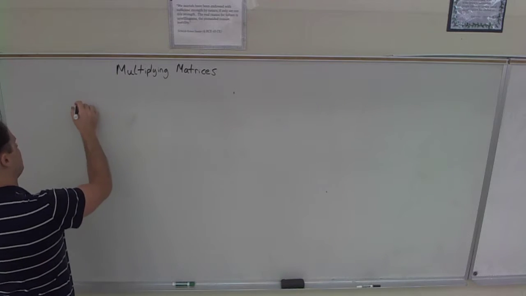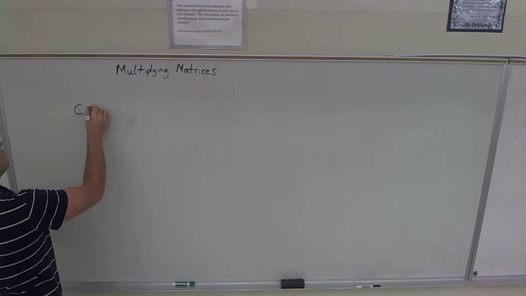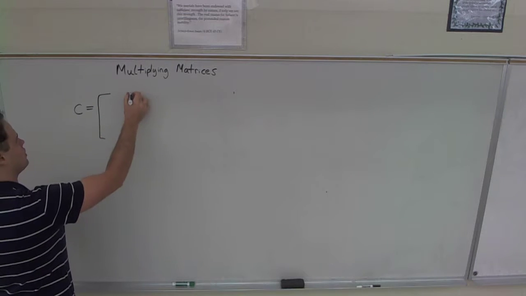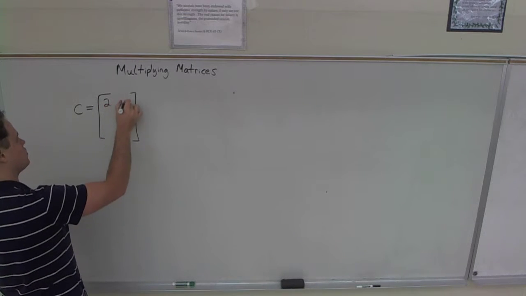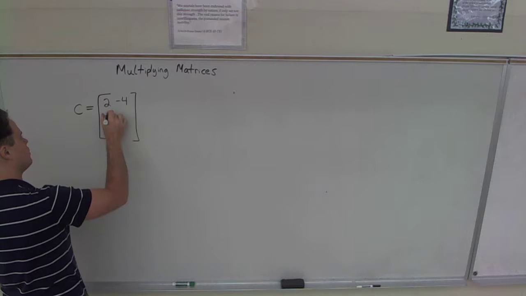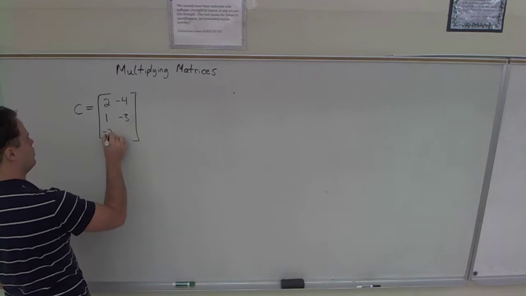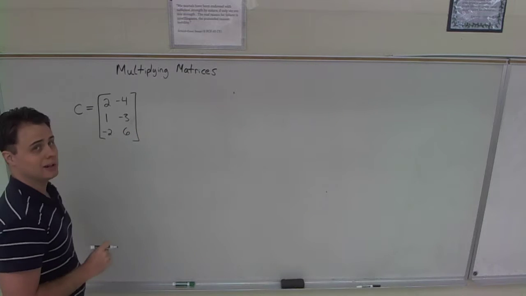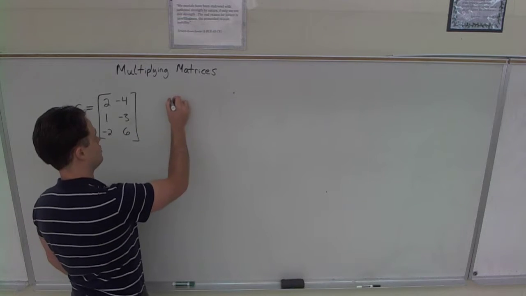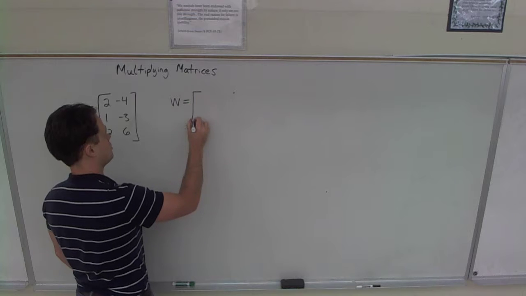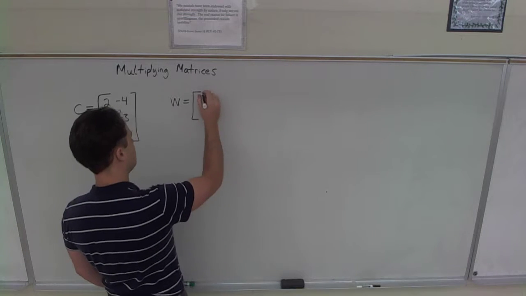So I'm just going to name some random matrices. Let's say we have C, and let's make it about this big, putting some entries inside. There we go, C. And let's look at a W matrix. So let's say here's W.